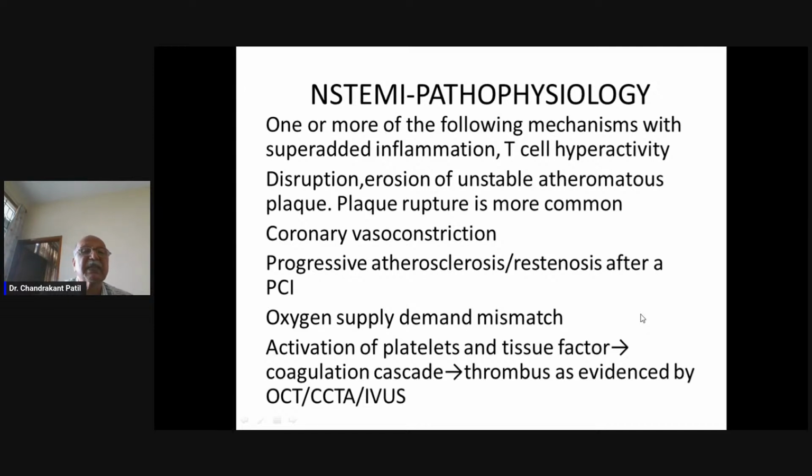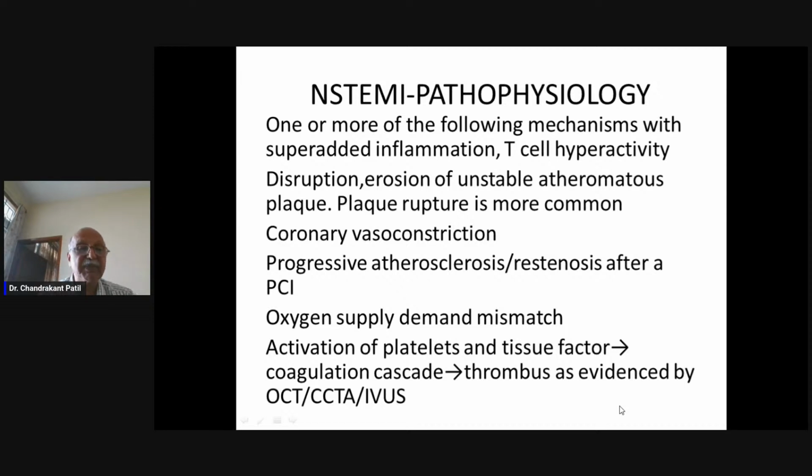Coronary vasoconstriction can be there, with superadded progressive atherosclerosis, and restenosis after a PCI can be there. Oxygen supply-demand mismatch is there because there is a plaque, and distally there is less supply of blood. And I told you already, activation of platelets and the tissue factor coagulation cascade leads to thrombus, but it's a non-occlusive thrombus, unlike in a STEMI, which is an occlusive thrombus. That is occluding the whole vessel.